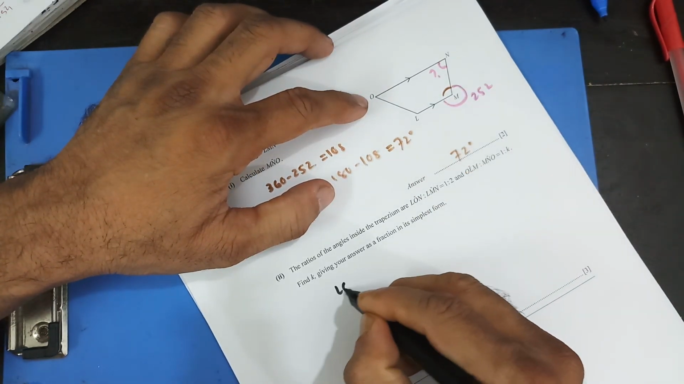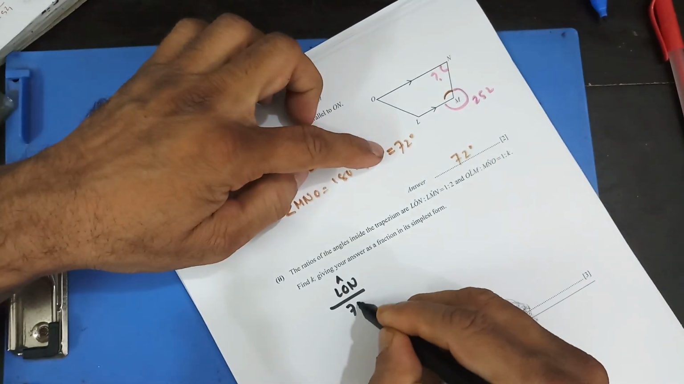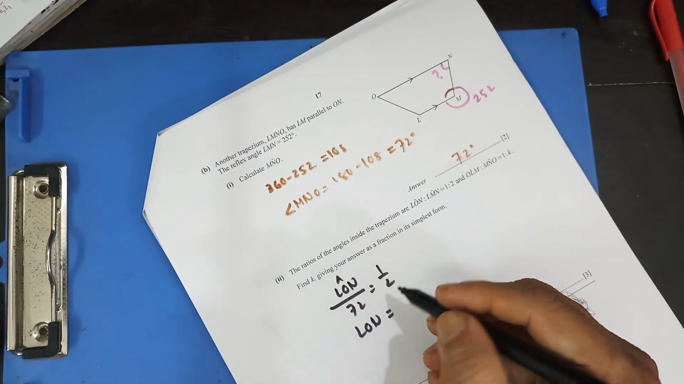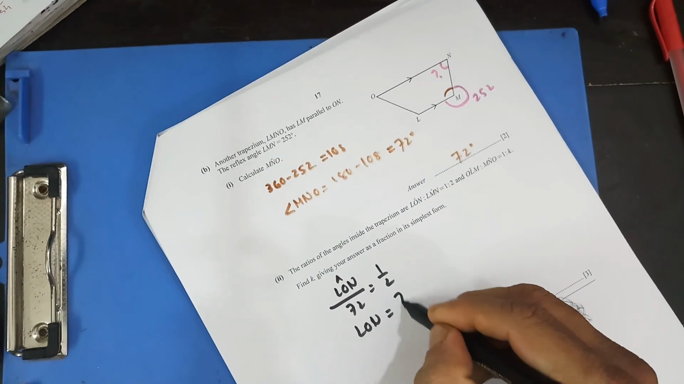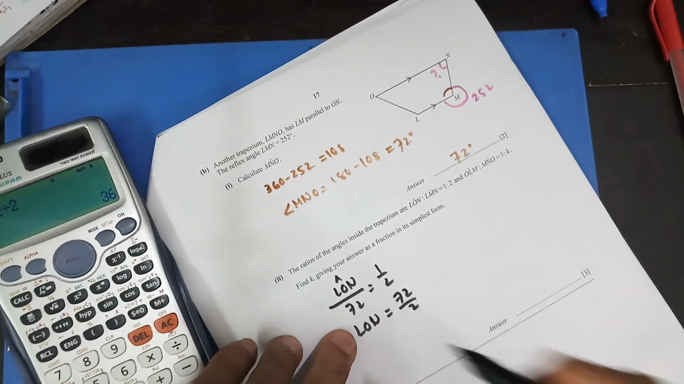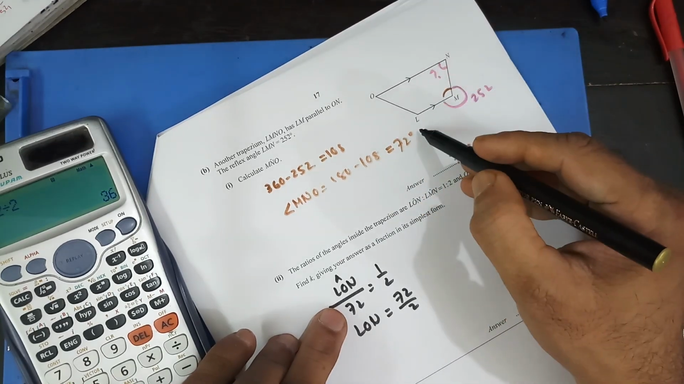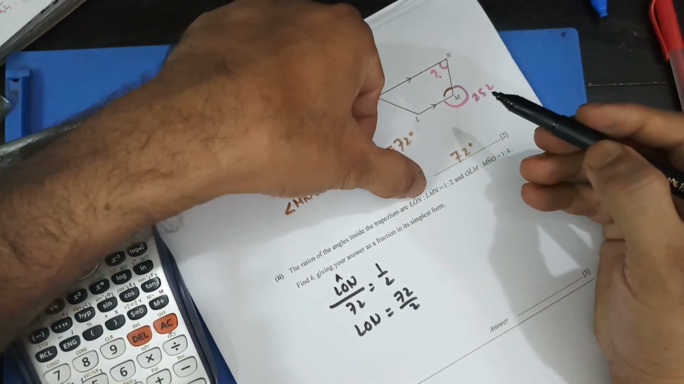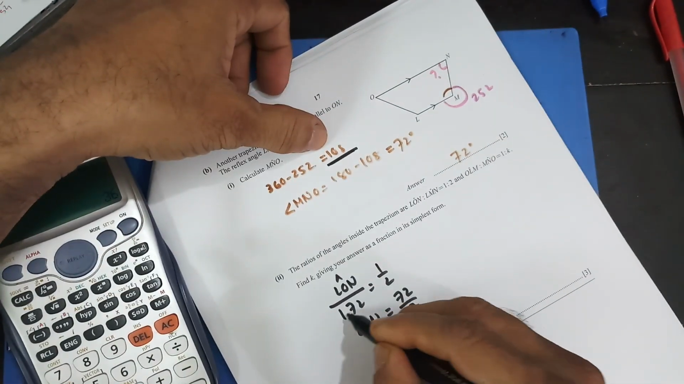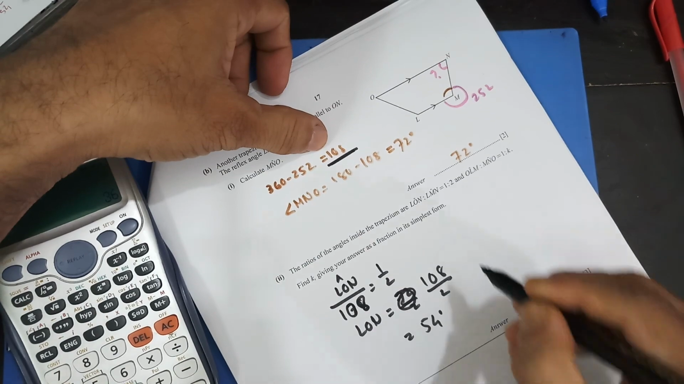So angle LON over angle LMN equals 1 over 2. LMN is not 72, this is 108. So LON is going to be 108 divided by 2, so this is 54 degrees.